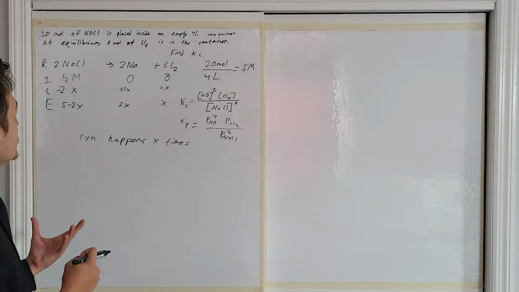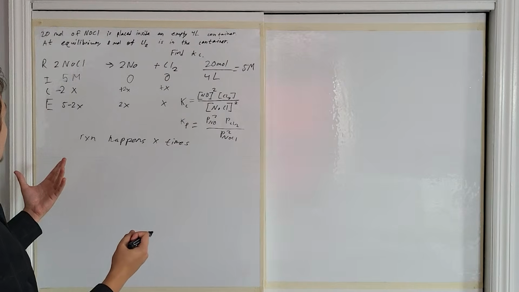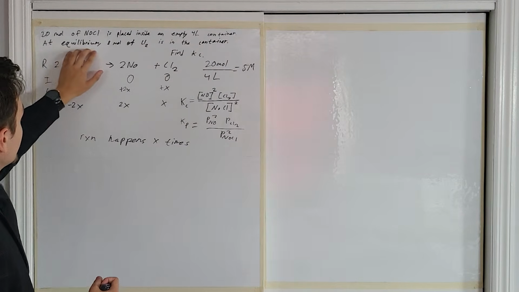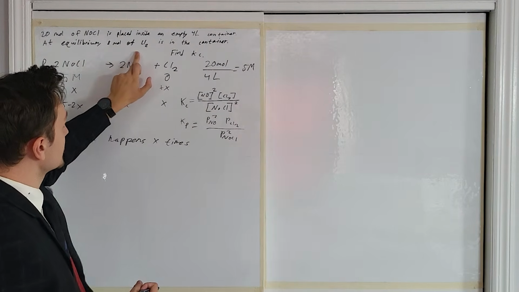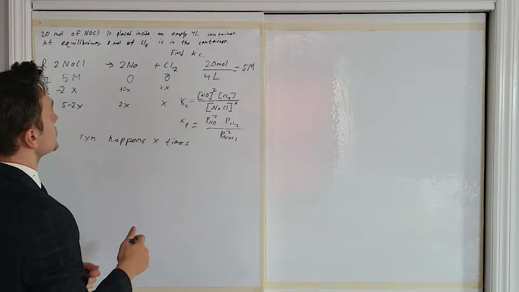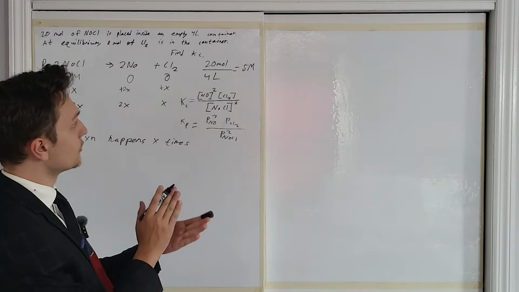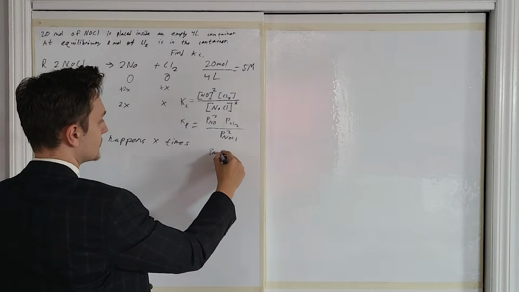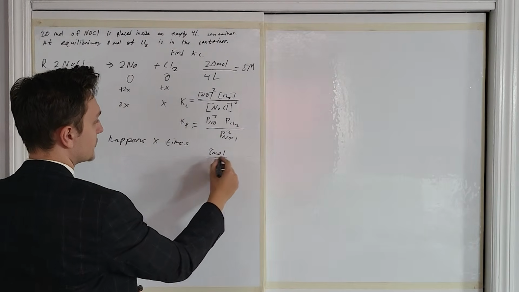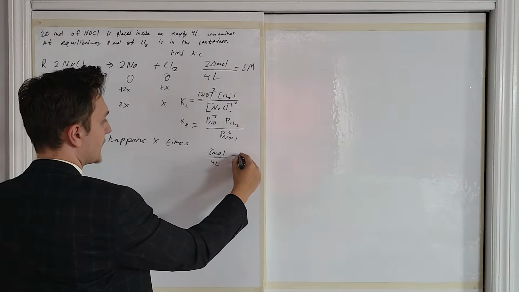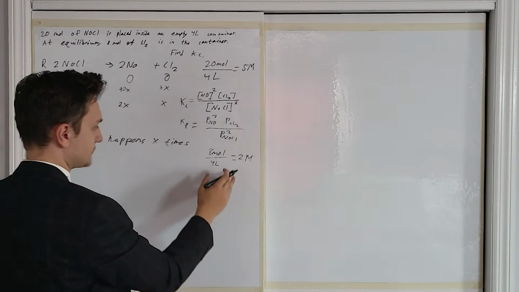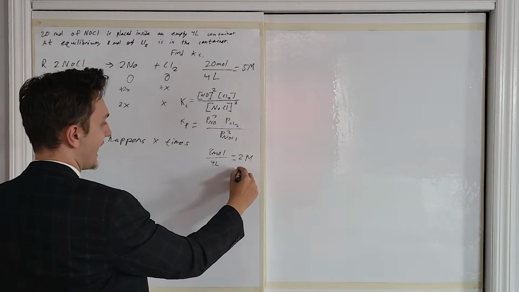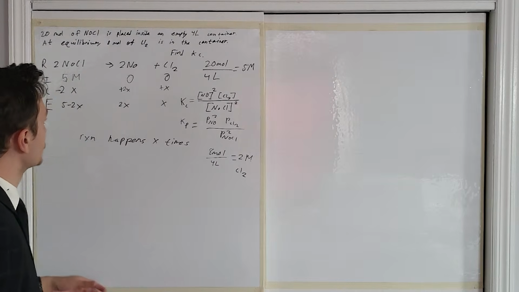Now we need to continue to use other information that we've been given. At equilibrium, 8 moles of Cl2 is in the container, so we need to convert that information into a concentration. I'm going to take 8 moles and divide it by the total volume of my container, 4 liters, and I have 2 molar of Cl2 at equilibrium. That "at equilibrium" is important.